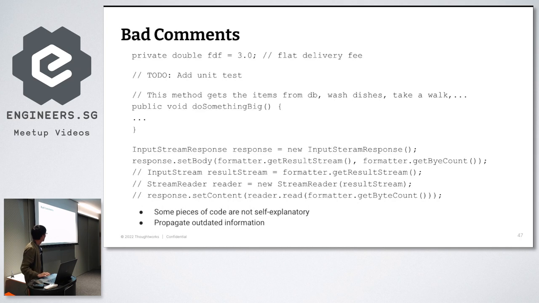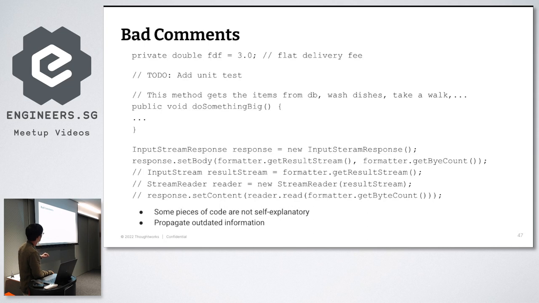And the third example also says do something big. We don't know what this method is doing. That's why we have to put some description on the top of the method. So when I was preparing the slide, I just wanted to make a joke. This method gets the item from DB, washes dishes, takes a walk, blah, blah, blah. So we don't even know what it's doing. This method is doing so many things and we don't understand. If we break it down into smaller methods, we can totally get rid of those comments.